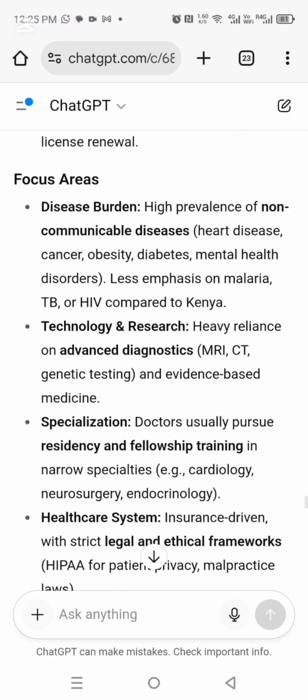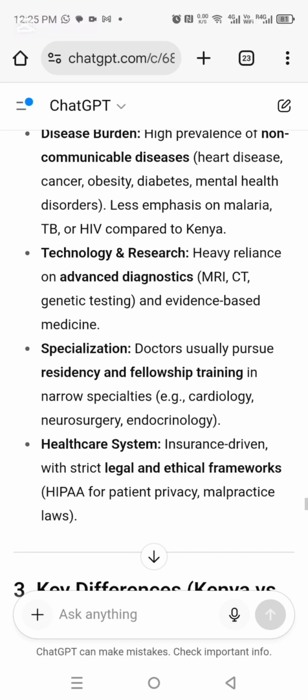Tech and research: heavy reliance on advanced diagnostics, MRI, CT, genetic testing, and evidence-based medicine. Specialization: doctors usually pursue residency and fellowship training in narrow specialties, e.g., cardiology, neurosurgery, endocrinology. I don't know what that is. I know cardiology and neurosurgery. Anyway, the healthcare system is insurance driven with strict legal and ethical frames.